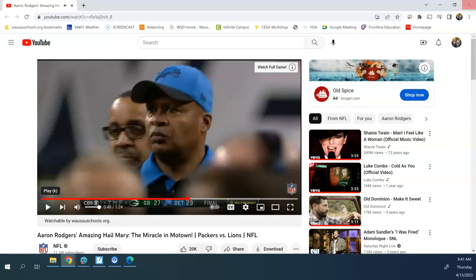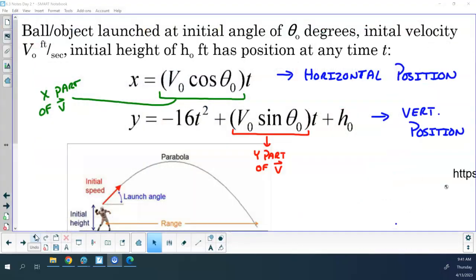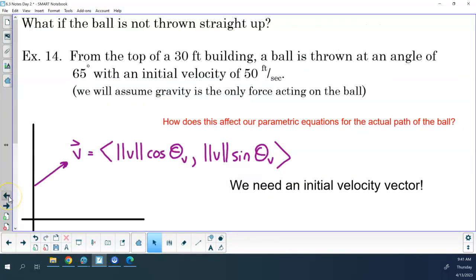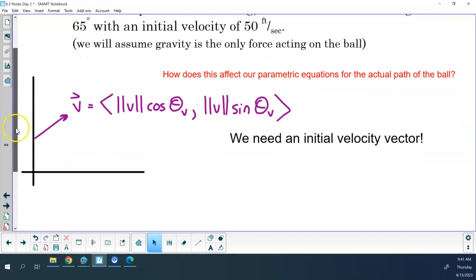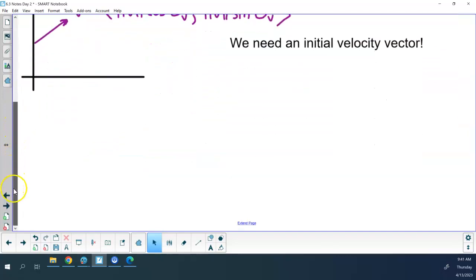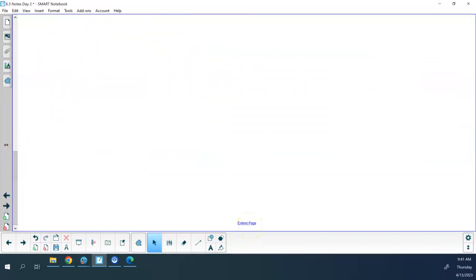And Aaron Rodgers. Okay. So let's go back to this problem here. From the top of a 30-foot building, a ball is thrown at an angle of 65 degrees with an initial velocity of 50. I want to model the actual path of this ball.